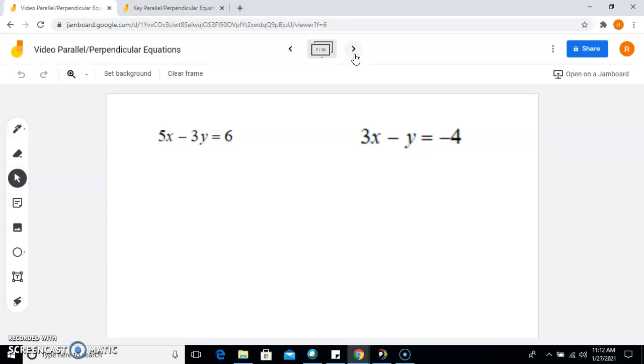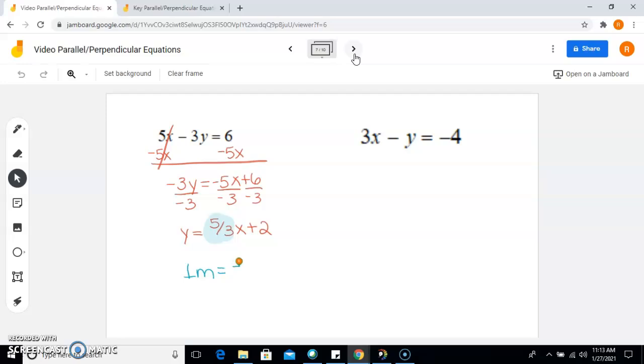If we're given the equation in standard form, we're still doing the same thing. We're going to get y by itself first. We'll divide by -3. We have y equals 5/3 x plus 2. I'm going to look at my equation and find my original slope, which is 5/3. So then my perpendicular slope, I'm changing the sign, which would be negative, and I'm flipping the number, 3/5.